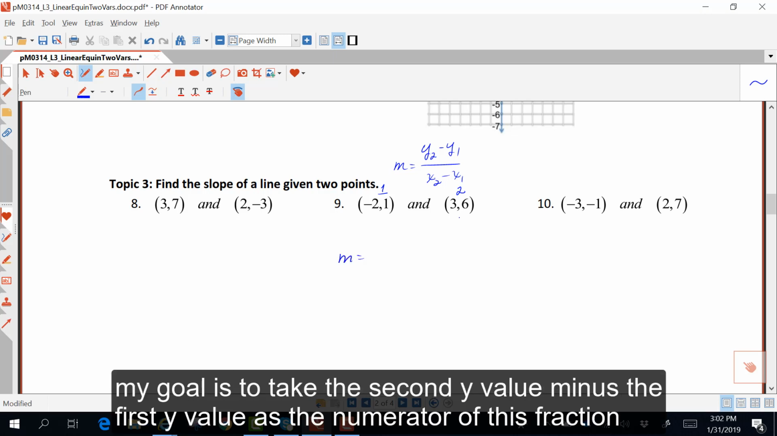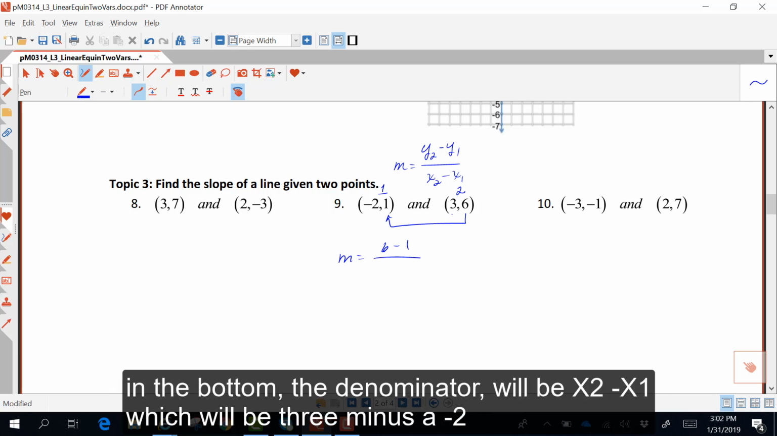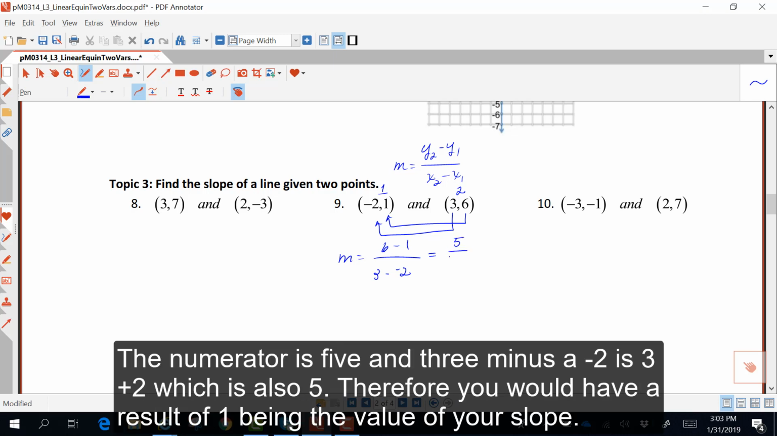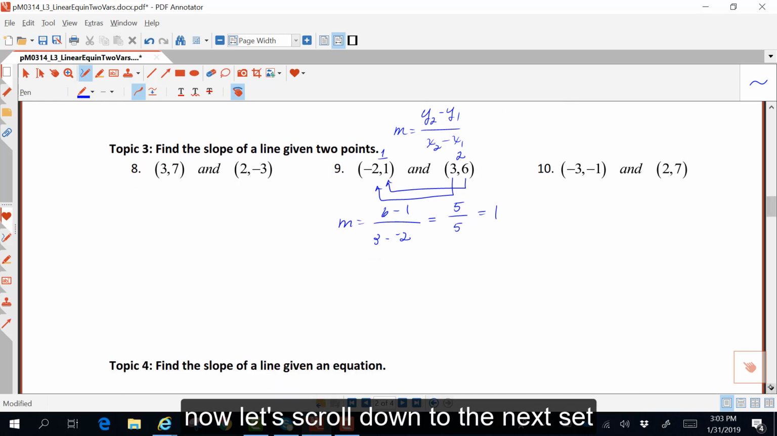My goal is to take the second y value minus the first y value as the numerator of this fraction, and the bottom, the denominator, will be x2 minus x1, which will be 3 minus a negative 2. Now you're subtracting a negative number in that denominator. The numerator is just 5, but 3 minus a negative 2 is 3 plus 2, which is also 5. Therefore, you would have a result of 1 being the value of your slope. Now let's scroll down to the next set.